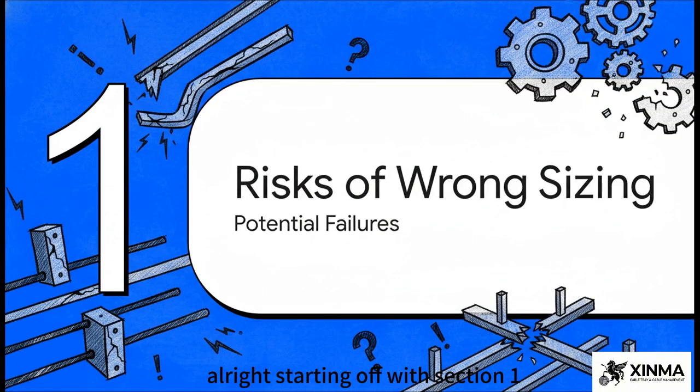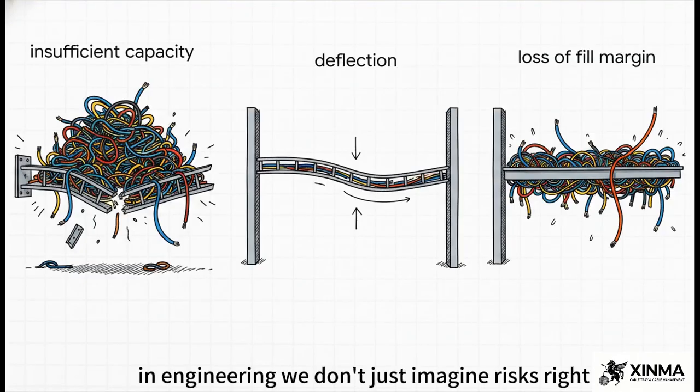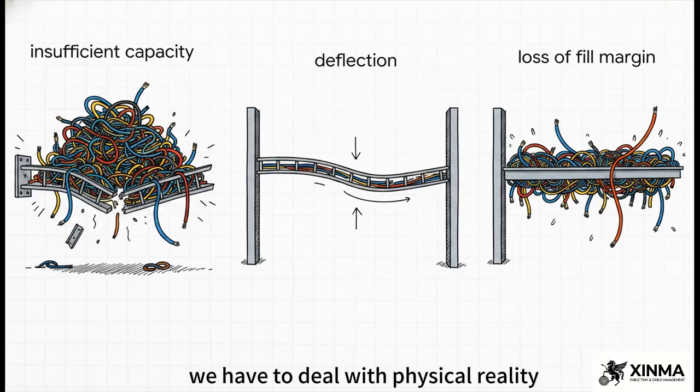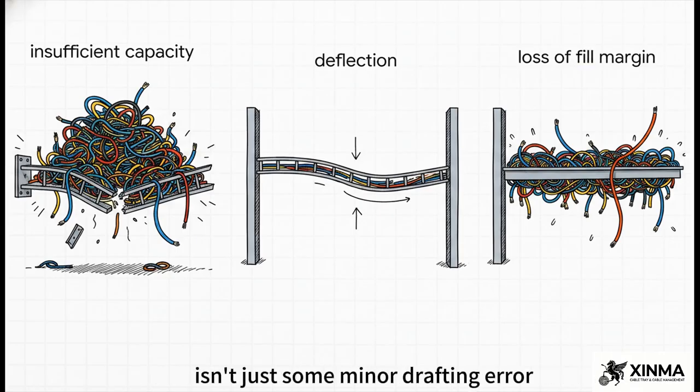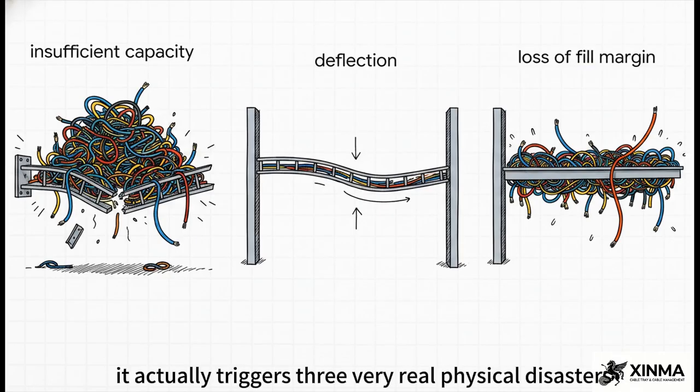All right, starting off with Section 1, the potential risks of failed selection. You know, in engineering, we don't just imagine risks, right? We have to deal with physical reality. Picking the wrong width and depth combination isn't just some minor drafting error on a CAD file. It actually triggers three very real physical disasters.